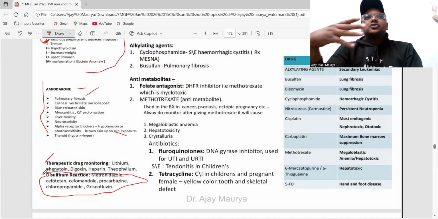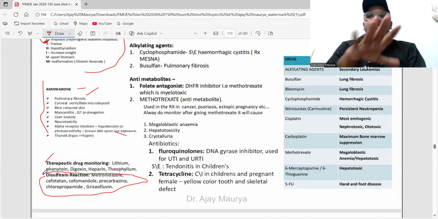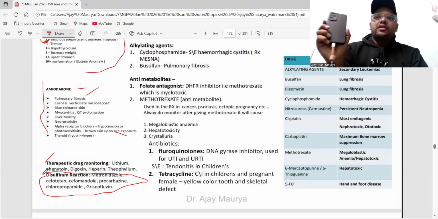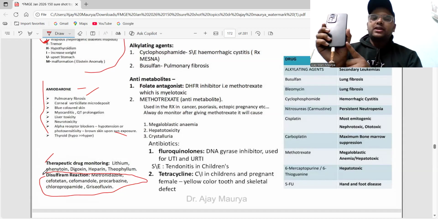Whenever the patient tries to take alcohol, for example, this is one patient, a chronic alcohol user, then you have to tell the patient that we are going to use the drug. So for example, this is a patient, a chronic alcohol drinker, and he came to you in the OPD. He was in delirium. He doesn't know what is happening.